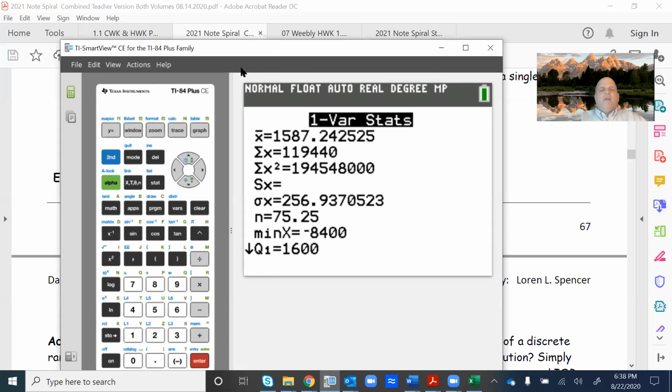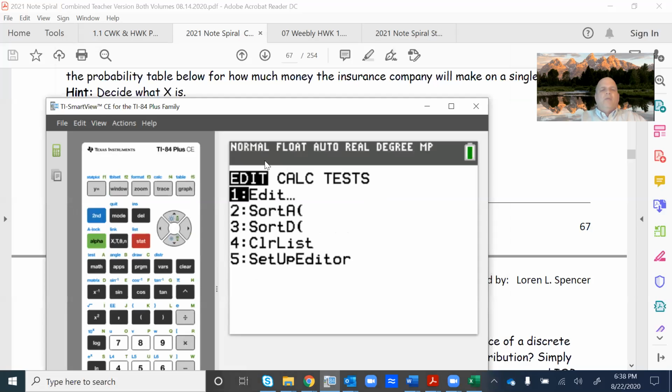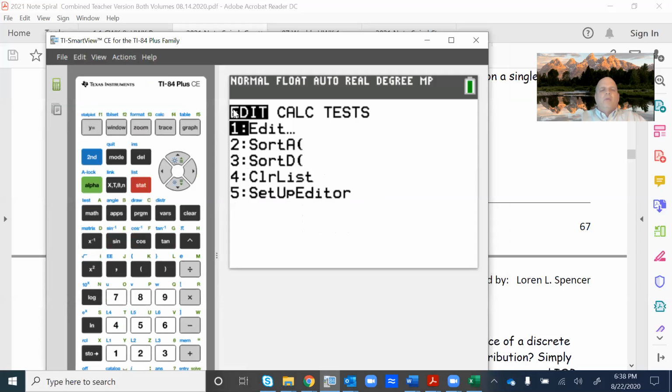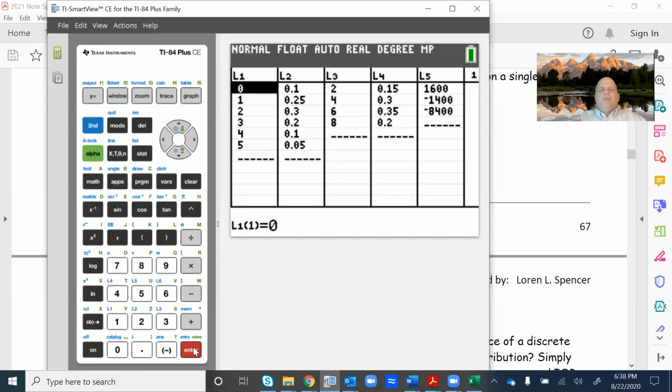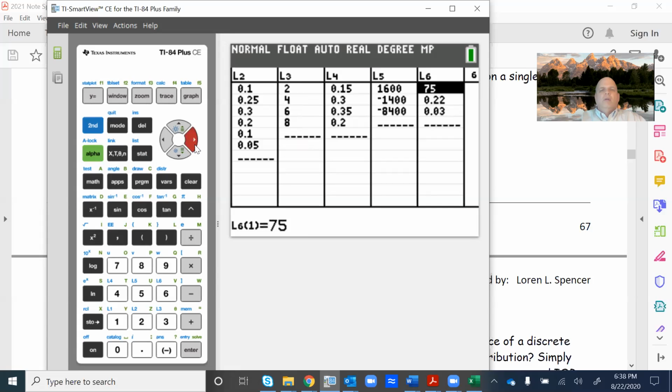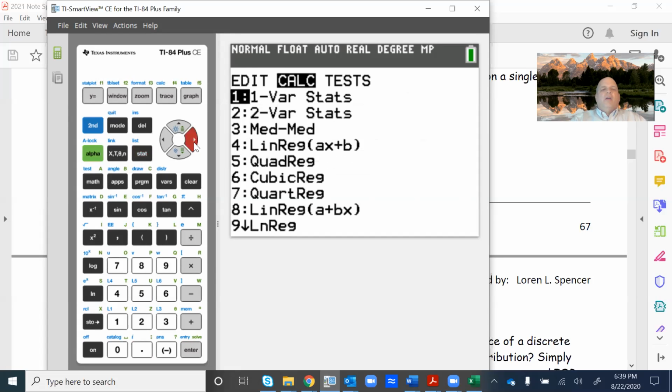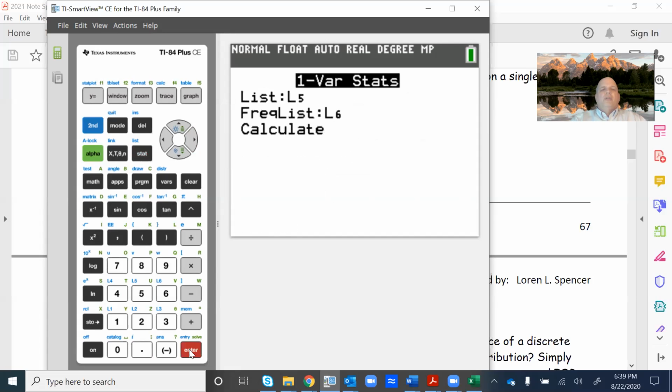And somehow or another, I have something wrong. So let me go to my stat edit real quickly and see what I have wrong. Teachers make mistakes too. I make them all the time. So that looks good. I have 75 instead of 0.75. That is probably why. Let's try this again. 0.75. Enter. All right. So stat, calc, one variable statistics.